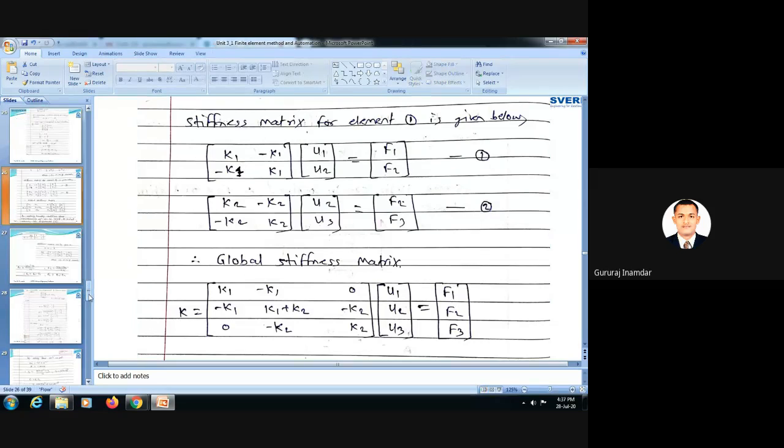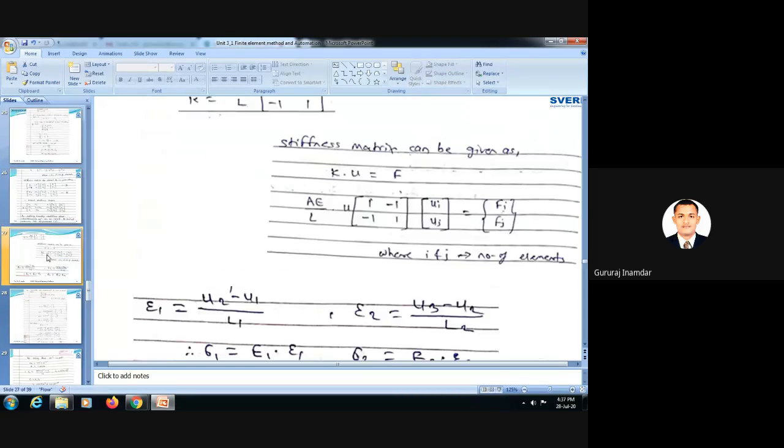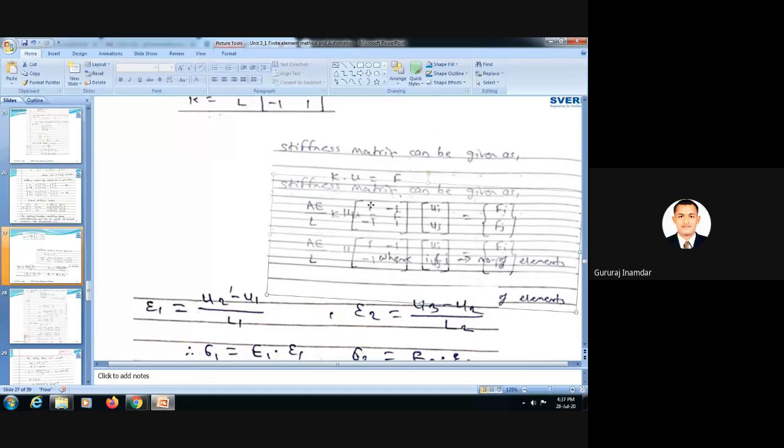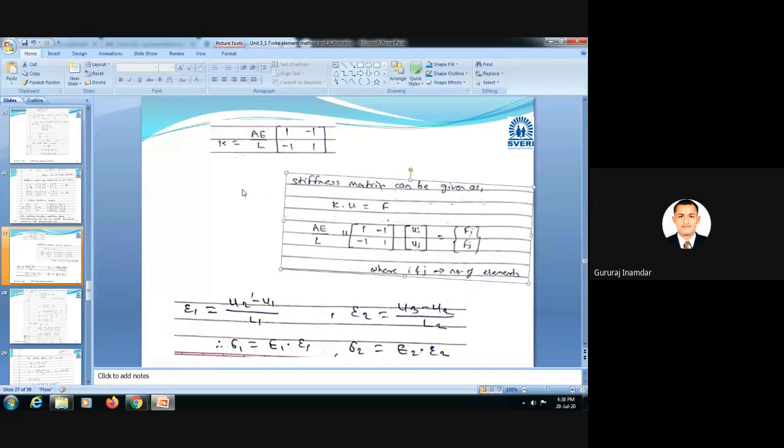The problem is very simple. These are the very important formulas for your calculation. The first formula is K is equal to AE by L into our standard matrix, 1 minus 1 minus 1 1. It is only multiplication. For this stiffness matrix, the equation can be given as K into U is equal to F. We have only added the value of K here. This is very important for our calculation, and this is our answer to the problem.